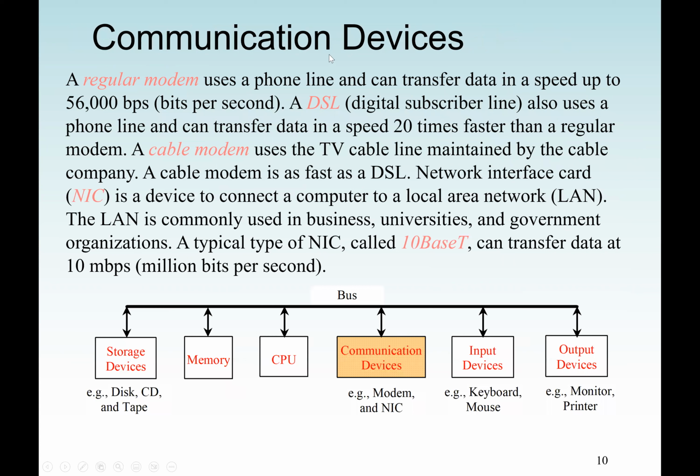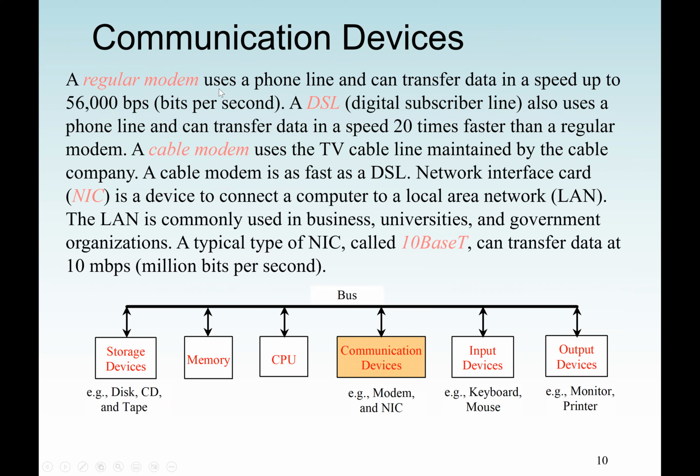The next is the communication device. The most common one is the modem. A regular modem normally uses the phone line, and it can transfer data at a speed of up to 56,000 bits per second. This is our earlier internet. The earlier internet in the mid-1990s used the telephone, and normally we got 56,000 bits per second. Today, we use DSL, and DSL is faster, even 20 times faster than a regular modem.